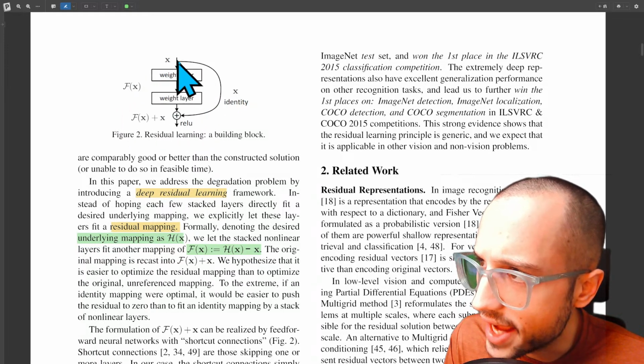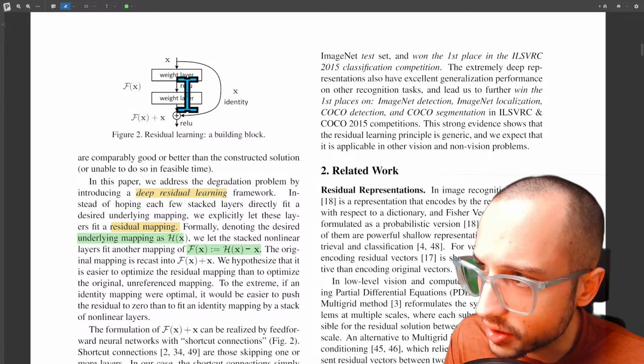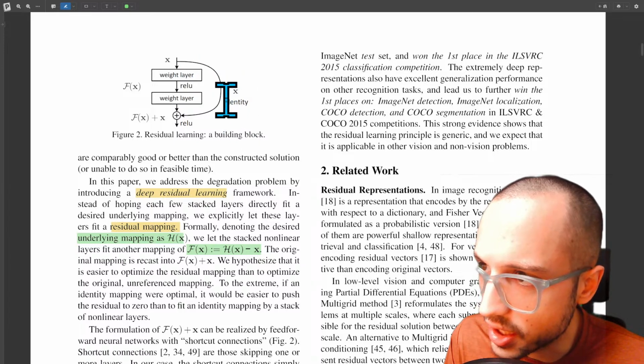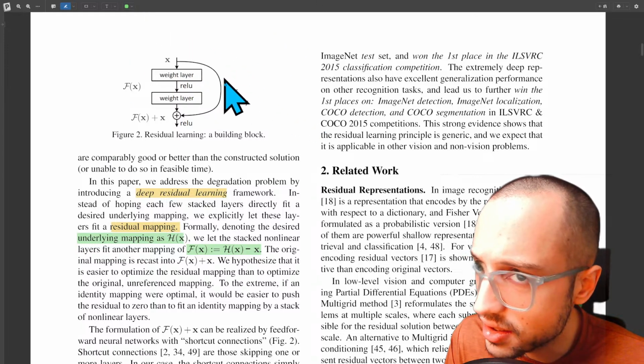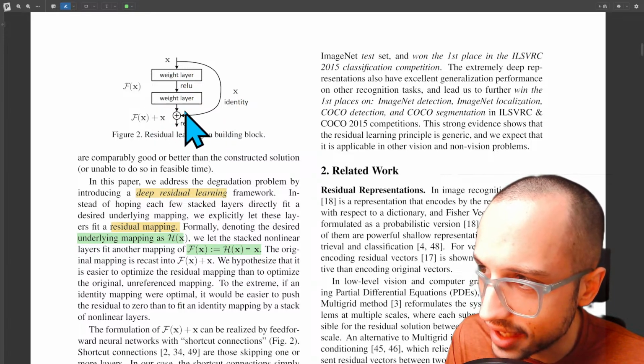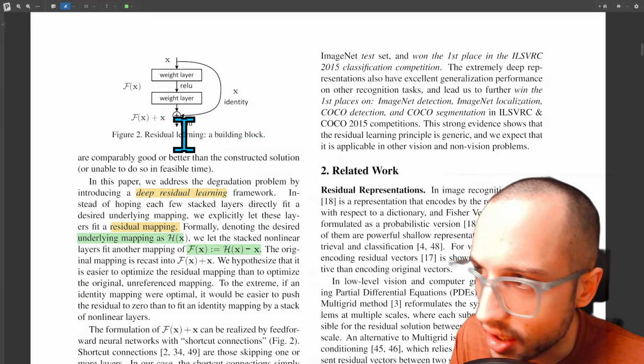But x can go through this neural net layer here, F of x, and then it goes through the ReLU, and then it goes through another weight layer here. And then this residual skip connection is just taking x. The identity here just means they're not doing anything to it, right? It's just as is. And then they're adding it to the output here. So rather than the output being F of x, it's now F of x plus this x here. And that's before the ReLU. So they're doing this addition before the ReLU.